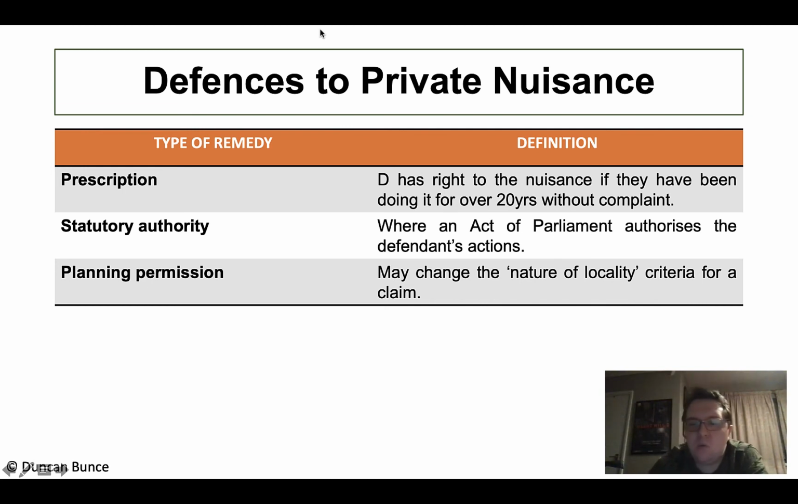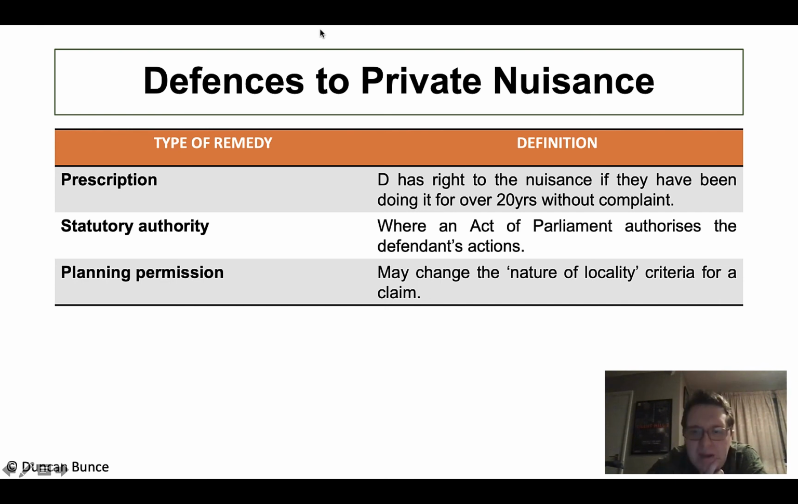So prescription is where the defendant can claim that if there's been 20 years or more without complaint from the other party, the defendant's been doing their thing and there's been no complaint, then essentially it's almost like a form of consent, and so there will be a complete defence there. Statutory authority is only really instances where, as it says, the defendant's actions are authorised by Parliament. So I'm thinking here, for example, it could be digging up a road, building works, that kind of thing, really.